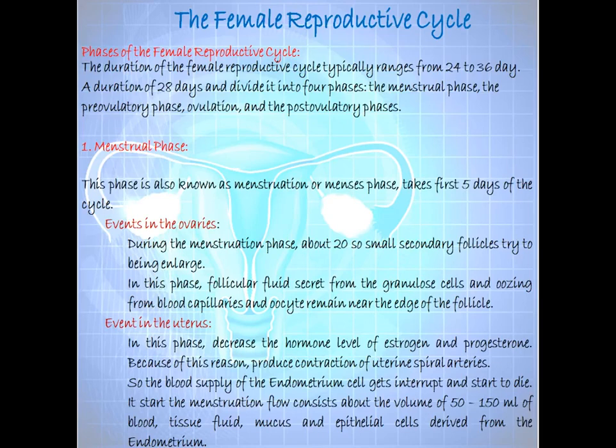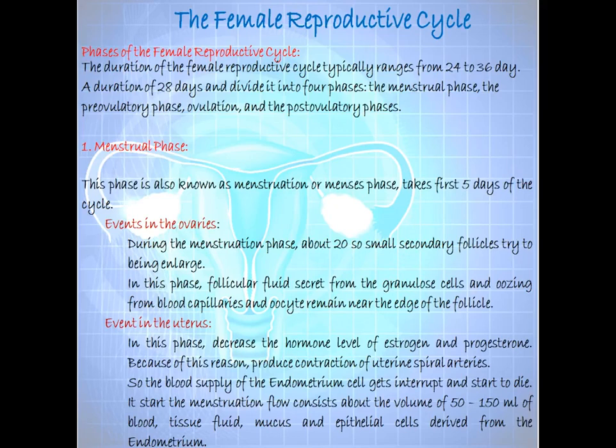Now the first one is the events in the ovaries and the second one is the events in the uterus. Events in the ovaries during the menstrual phase: about 20 small secondary follicles begin to enlarge. In this phase, follicular fluid is secreted from granulosa cells and oozes from blood capillaries, and the oocyte remains near the edge of the follicle. Next is the events in the uterus.